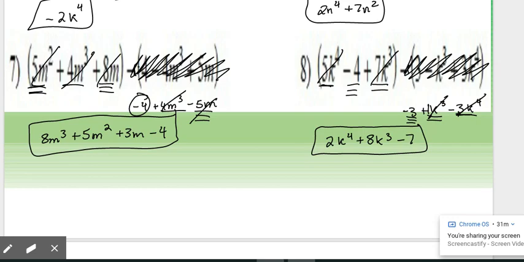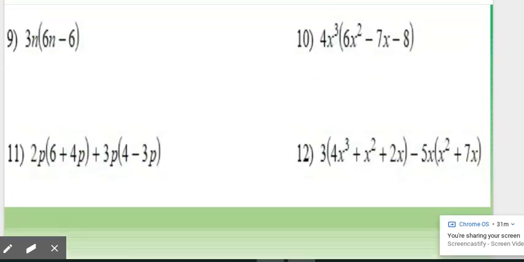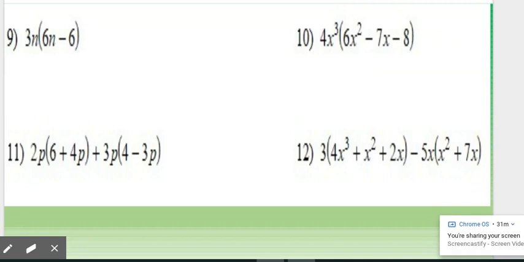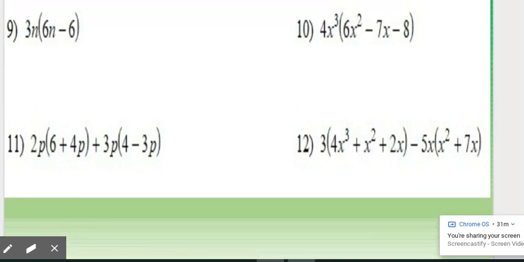Okay. Last set, some distributing. Okay. If you please pause the video and complete these 4 problems. Okay, so distribute. It's going to be 18n squared minus 18n. Done.